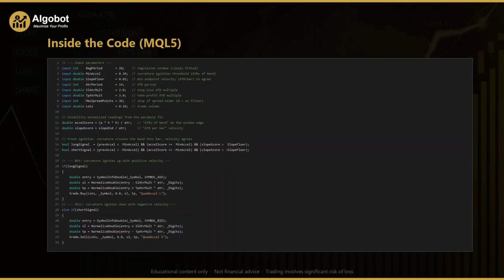Here's the core of the code as it appears in MetaTrader. At the top are the input parameters you can adjust. RegPeriod sets how many closes are fitted by the regression, 20 by default. MinAccel is the acceleration threshold, measured in ATRs of bend. SlopeFloor is the minimum velocity needed for direction to agree. ATRPeriod controls the ATR, while SLATR multiple and TPATR multiple define the stop-loss and take-profit distances as multiples of ATR.